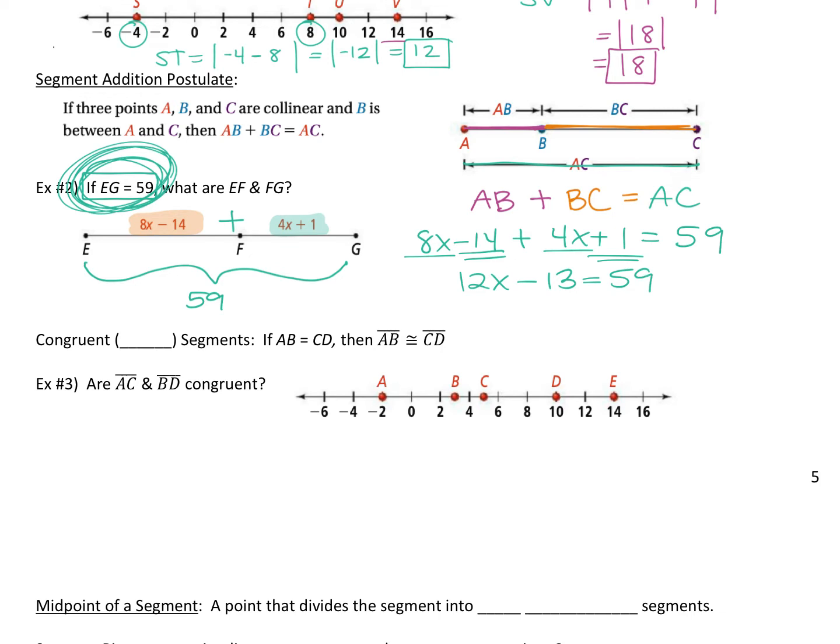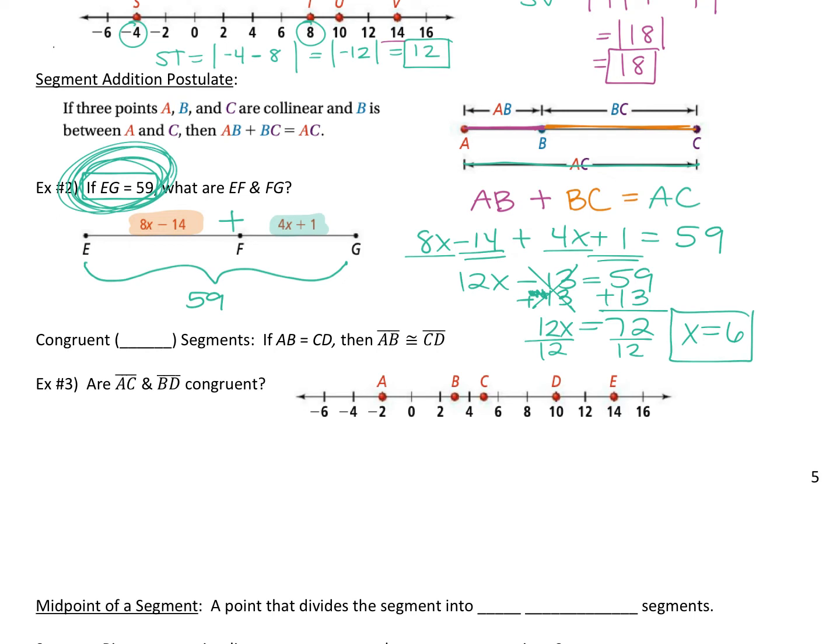Add 13 to both sides, right? Oops. Not a negative 13. That's just my pen being funky. So that goes away. Add 13 here. You get 72 equals 12x. Divide by 12. How's your mental math? 6. Good job. Are we done?